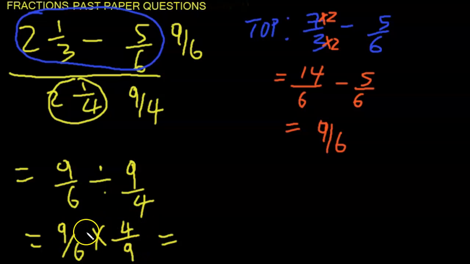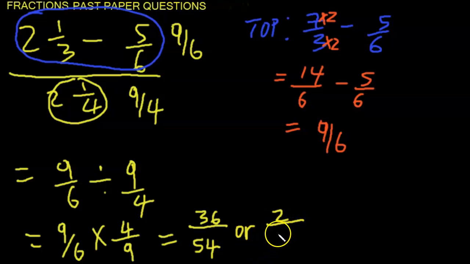Or if you want to go the long route, this always works. Numerator times numerator: 9 times 4 is 36. Denominator times denominator: 6 times 9 is 54. Both numbers can be divided by 18. 36 divided by 18 is 2, and 54 divided by 18 is 3. So our answer is 2/3.